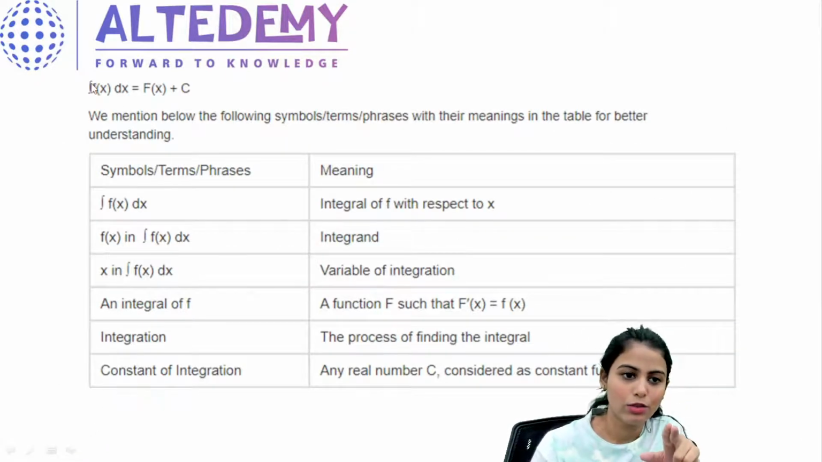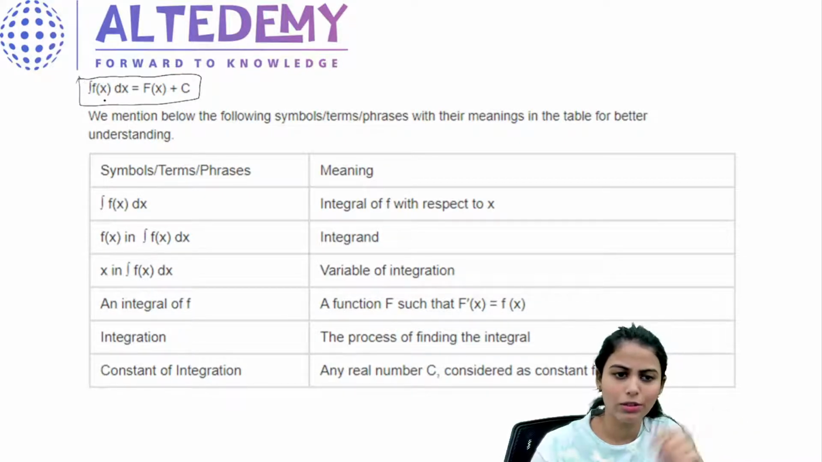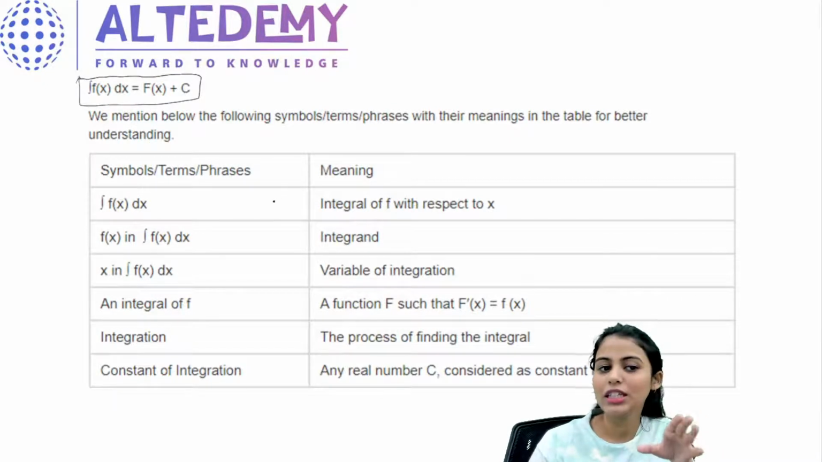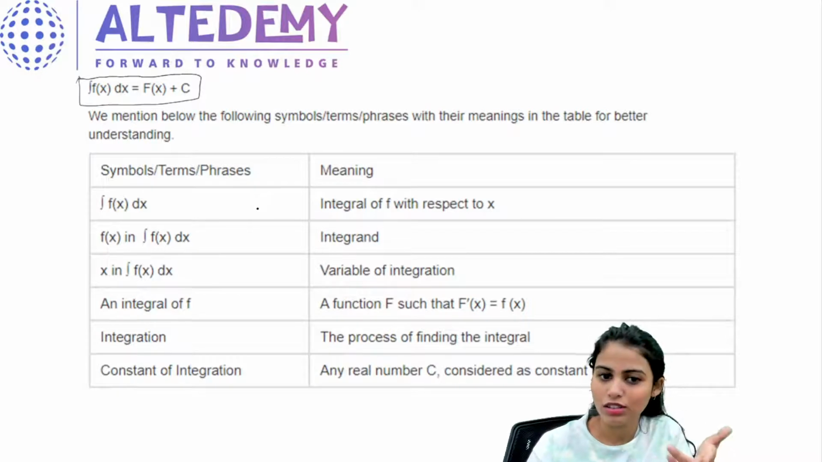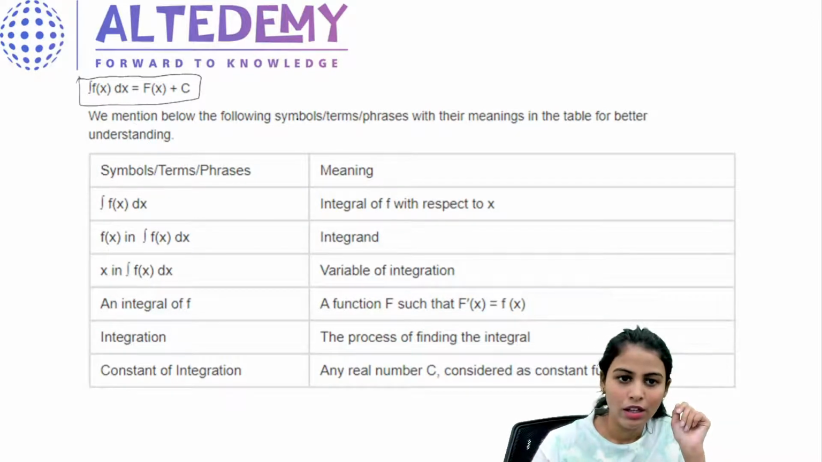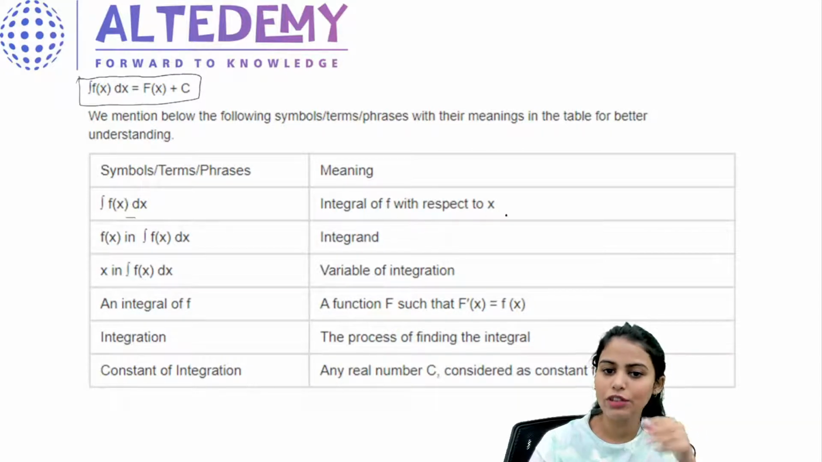Integral of f(x) dx is equal to f(x) plus c. Sorry, I didn't select the pen. I wrote it in the previous slide. I hope all of you understood that. We mention below the following symbols, terms, and phrases with their meanings in the table for better understanding. Because it is written like that, you might want to know the meaning of that symbol. So, what does the integral of f(x) mean? Integral of f with respect to x.